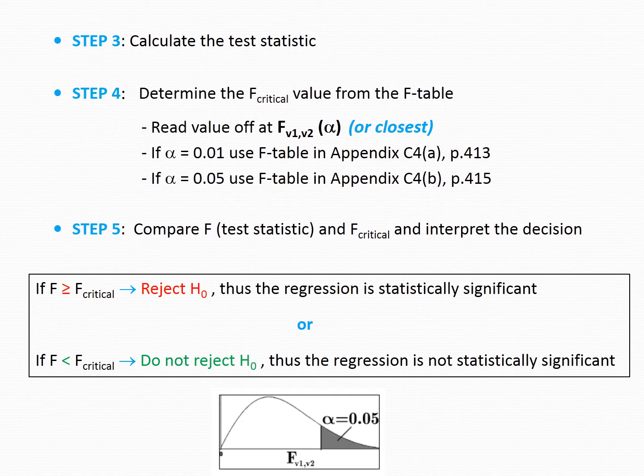And then if our F statistic is less than our F critical value, we do not reject our null hypothesis according to our decision rule. So then we can make the conclusion that the regression is not statistically significant. So practically that would mean that our independent variables are not linearly related to our y.